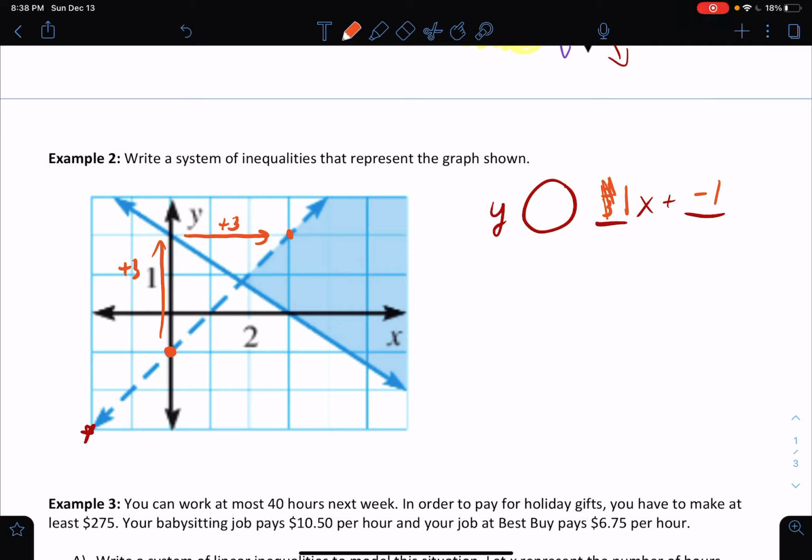And then notice we shade below this inequality. So what is that going to be? It's going to be less than, because it's dashed. I don't have equality and I shade below, so it's going to be less than. That is the first inequality.